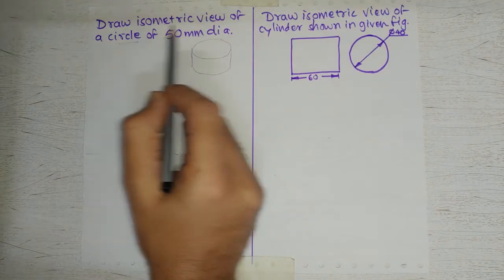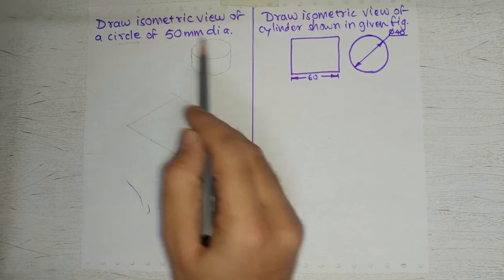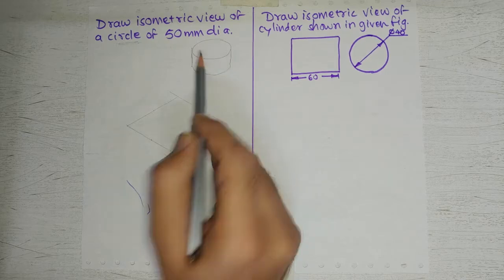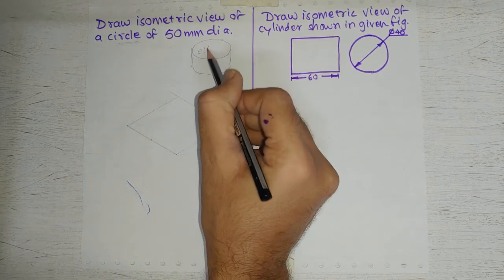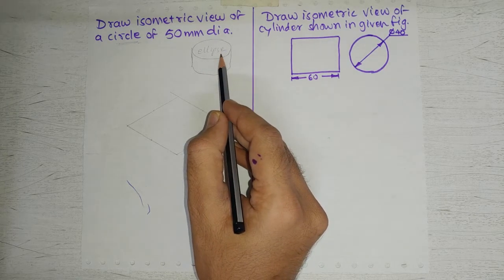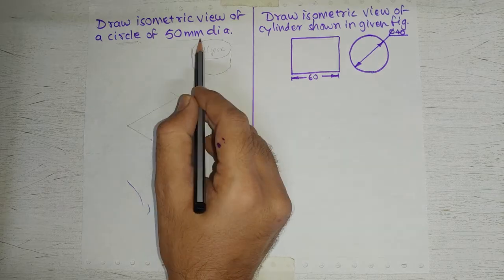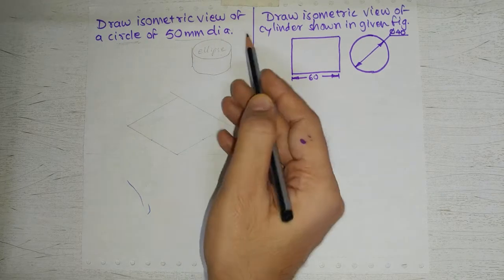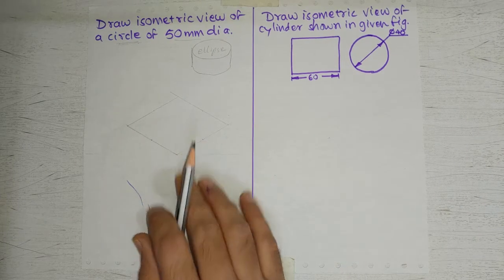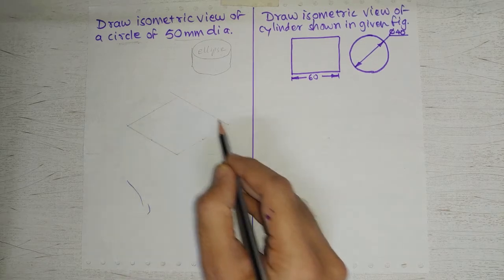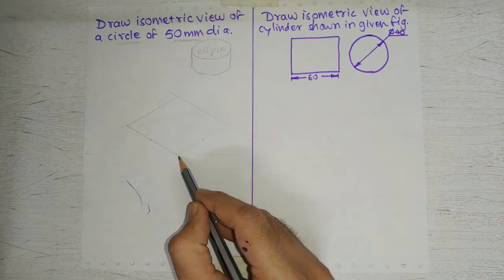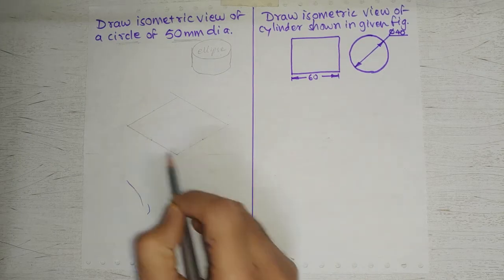So the next problem is about isometric view of a circle. So if you see isometric view of a cylinder, the circle appears as an ellipse. Now if we want to draw with the ellipse representing some particular size, particular diameter of circle, then we need to see a particular method for it, and we are going to use this method. So first of all, we need to draw an isometric square with the size equal to the given diameter. So this is 50 mm and this is 50 mm.